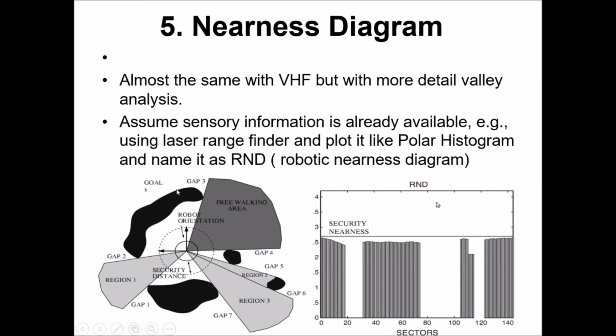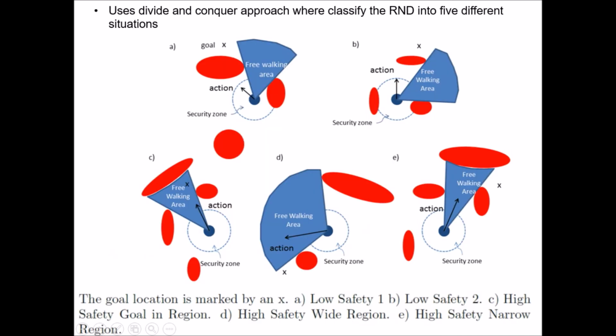First thing first, same as the vector field histogram, for the Nearness diagram, based on the sensor reading, we will generate the same kind of information as the vector field histogram, which is the polar histogram. However, for the Nearness diagram, we call it the RND. RND is known as the robotic nearness diagram information. RND is almost the same as the polar obstacle density, only how the Nearness diagram uses the RND is quite different in comparison to the vector field histogram.